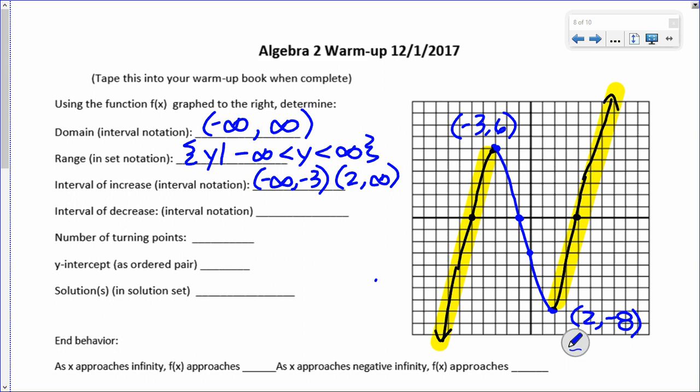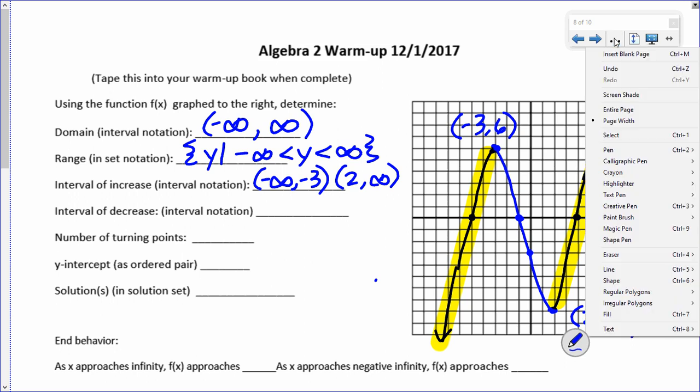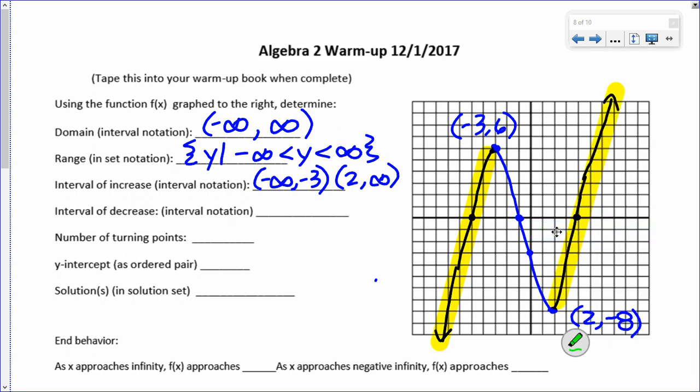Okay, and then my decreasing interval is here in the middle. It's the part, I'll do that in green. The decreasing interval is the downhill portion of the graph. And again, I have to think about the x values. So it's between -3 and 2. That interval. And I'm using these open brackets here because I don't want to include the turning points as part of the intervals of increase and decrease.